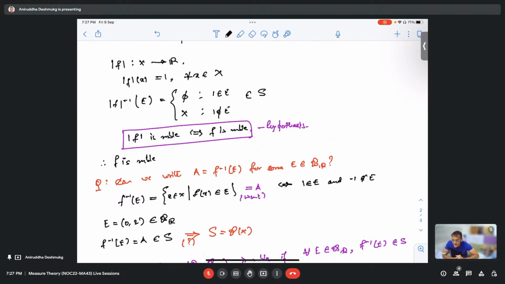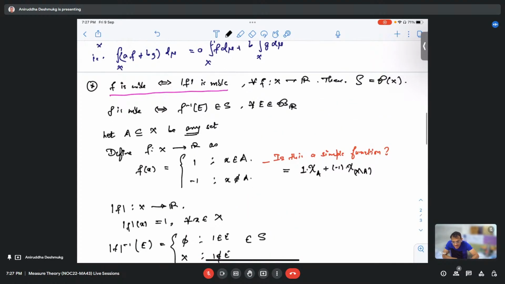Yeah, sir. We have defined a function. We have used that f is measurable implies mod f is measurable, and we have used that function to show that the sigma algebra is equal to the power set of X. Correct. So you have to construct this function, right? This f is our construction.